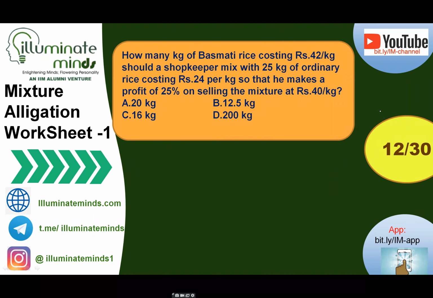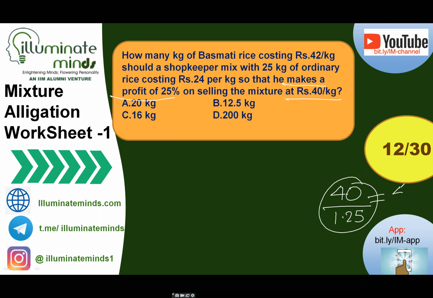Question number 12 says how many kgs of basmati rice costing rupees 42 per kg should a shopkeeper mix with 25 kg of ordinary rice costing rupees 24 per kg so that he makes a profit of 25% on selling the mixture at 40. So it's the same question as we did earlier. Cost price will have allegation, or selling price will have allegation. So 40 divided by 1.25. This will help me reach the cost price equivalent.